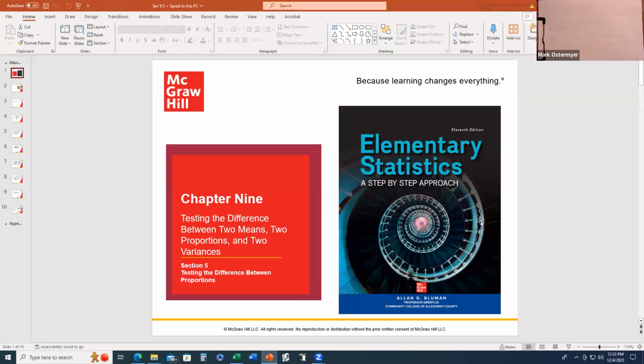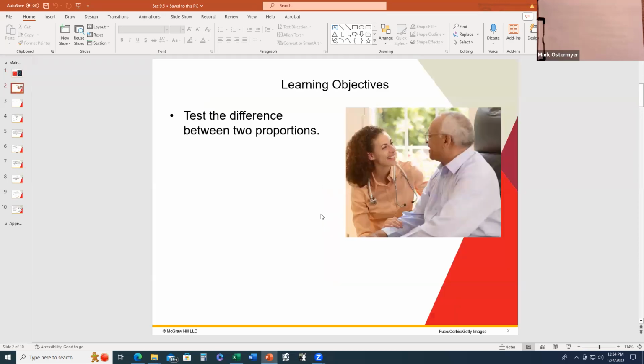All right, so testing for two population proportions. By the time we finish section 9.5, hopefully we'll have a better understanding as to how to conduct a formal hypothesis test for the difference between two population proportions.